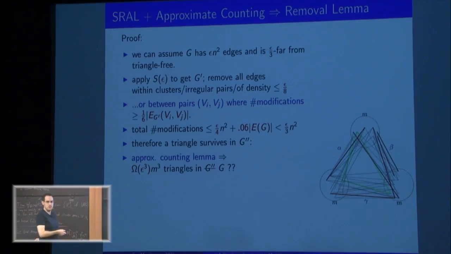And now we apply the approximate counting lemma, so we get many triangles. This many triangles, basically the same number of triangles with 1/2 here, say, that do not use forbidden edges, meaning that these are genuine triangles in G. Okay, and this is it.